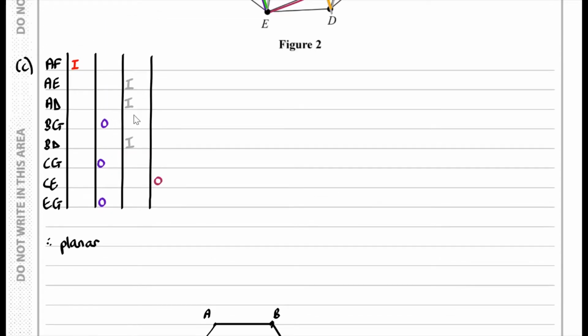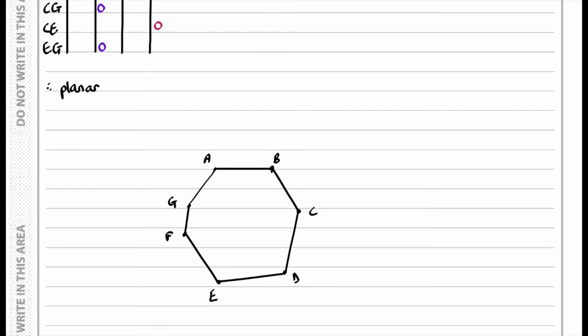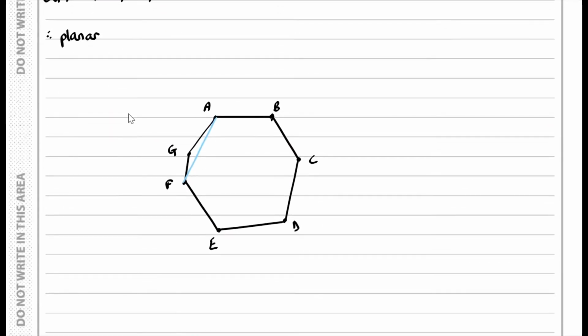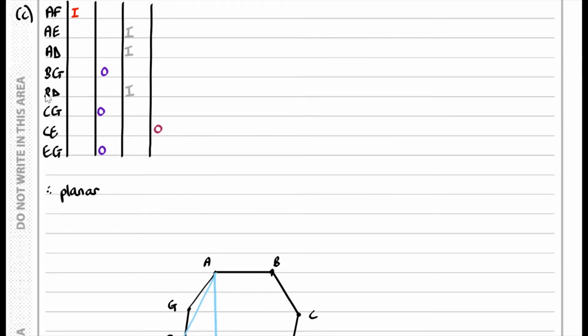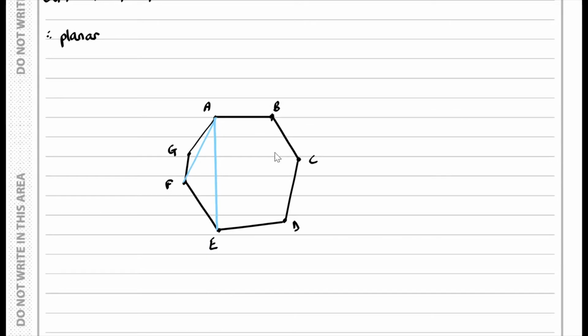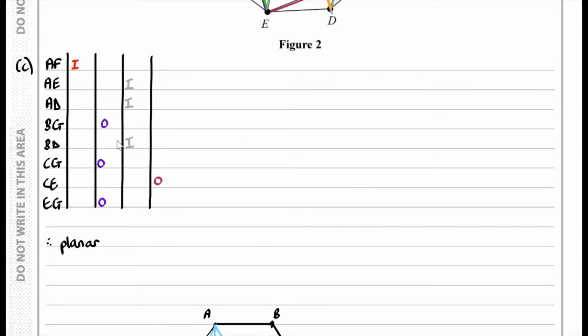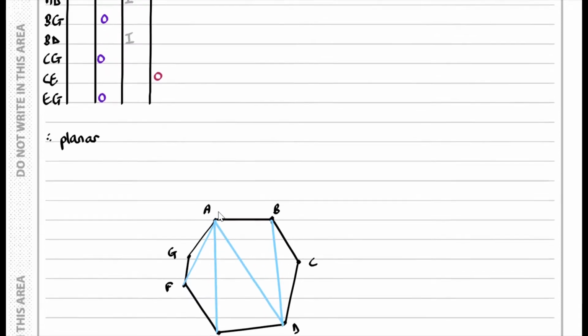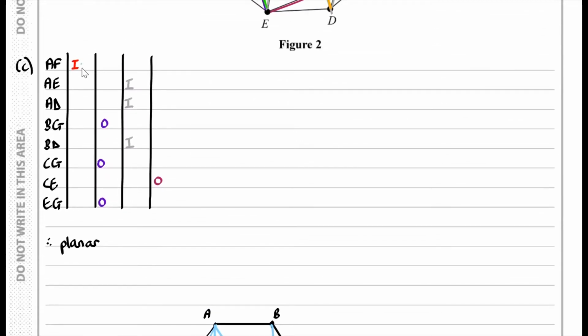Everything inside, we have AF, which is inside, so if we grab a different colour, AF is inside. Also inside we have AE, that's over here. We also have AD, that's over here. And we also have BD, that's over here. So that's everything inside. We'll just tick those off over here.